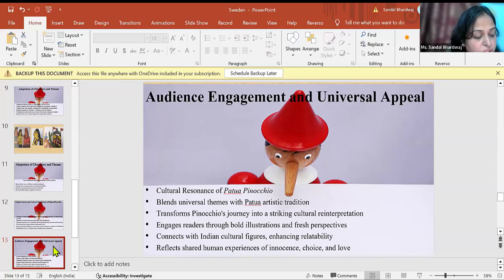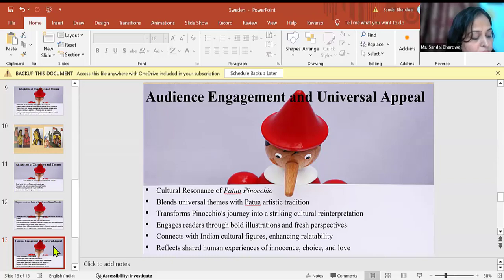Chitrakar's bold illustrations, featuring earthy colors and a distinct Patua style, invite the reader into a familiar yet fresh world. The stylized depictions of Pinocchio and other characters may surprise those accustomed to Western interpretations, but encourage a new perspective on the story. The book engages readers visually, emotionally, and intellectually, prompting reflection on shared human experiences such as innocence, the consequence of choices, and the transformative power of love.